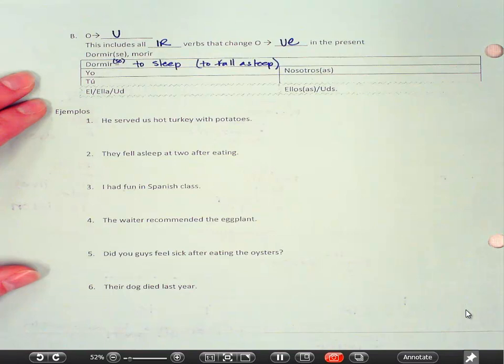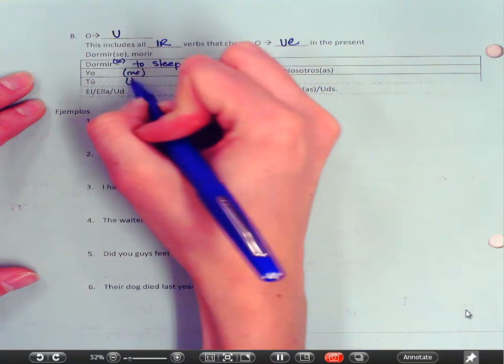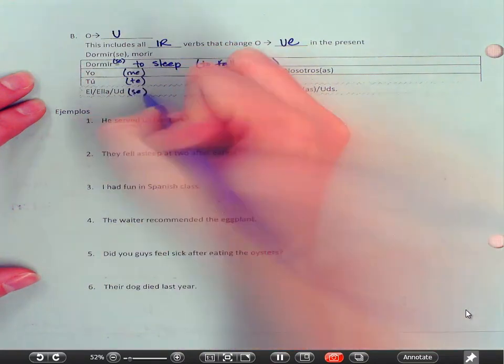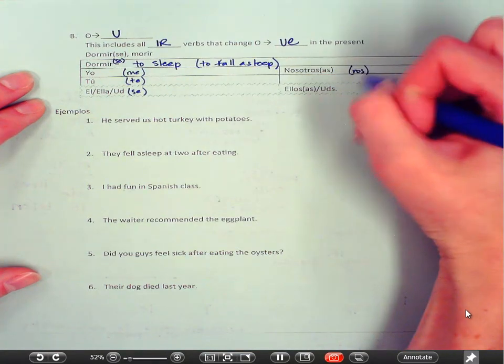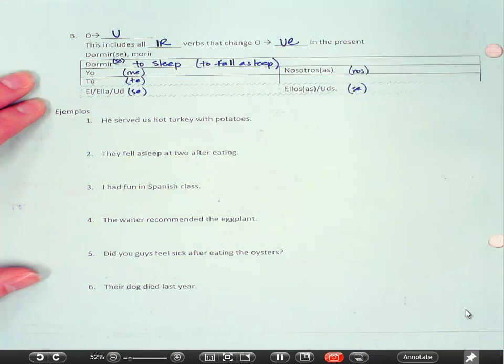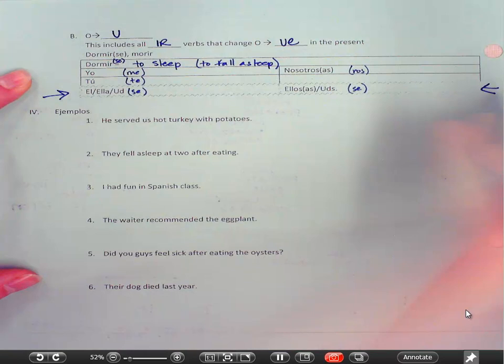The yo form, with the reflexive, you would just include the reflexives ahead of it. Me, te, and se, if you recall. Then the reflexive for nosotros is nos, and ustedes is se. So we'll just put those in parentheses for the reflexive. Now, dormir in the present is yo duermo, but it's not present. The O is simplified to a U, and it's not in the yo form or the tú form. It's only in this squiggly area on the bottom, the third person singular and plural.